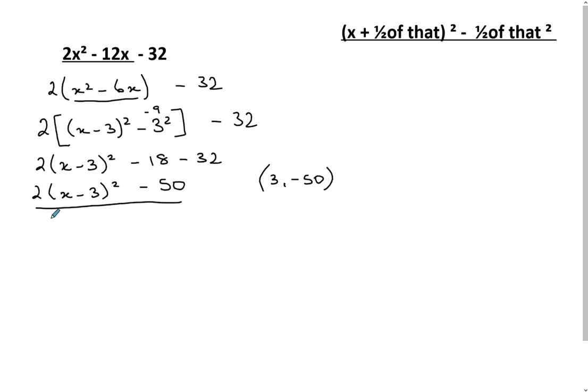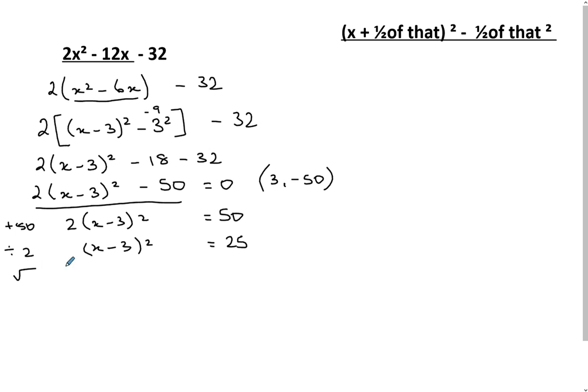Okay, all right, let's try and solve it. Take the number to the other side. So you've got 2x minus 3 all squared equals 50. Divide by 2. So you've got x minus 3 all squared equals 25.